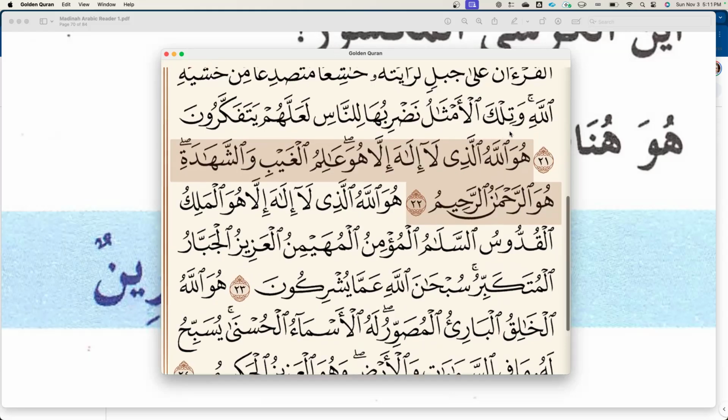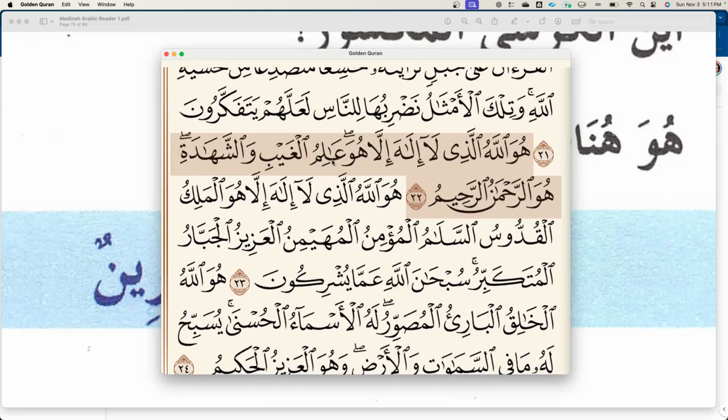So, huwa Allahu. What does that mean? He is Allah. Huwa Allahu, like huwa waladun, he is a boy. Huwa Allahu, he is Allah. Alladhi, the one who, la ilaha illa huwa. There is no God except He, except Him.